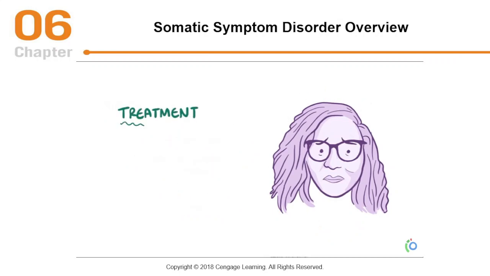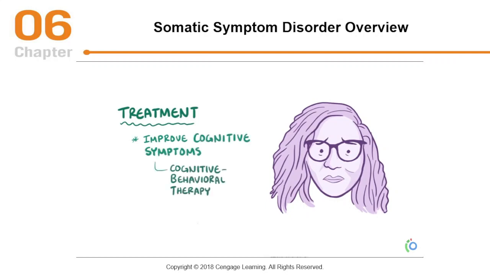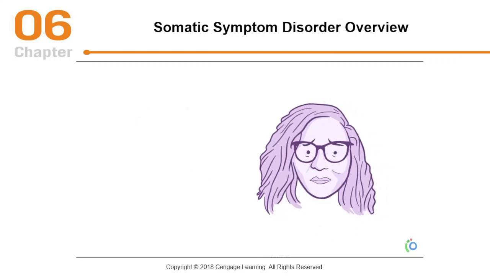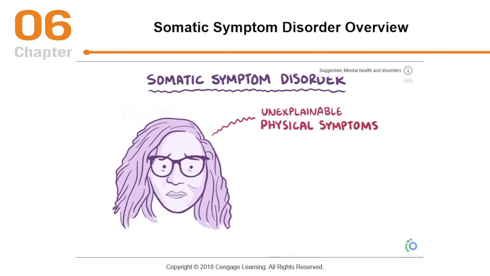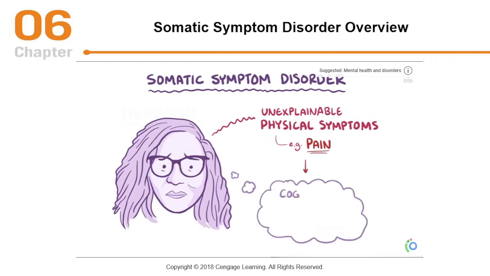Now, treatment of somatic symptom disorder is aimed at reducing the cognitive symptoms, and this is often done through cognitive behavioral therapy. The goal here is to encourage individuals to engage in behaviors they think are limited because of their physical symptoms, in order to show them what they're able to do. Alright, as a quick recap, somatic symptom disorder involves physical symptoms that can't be scientifically explained by any known physical or mental disorder, and the most common one is pain. And these physical symptoms often lead to cognitive symptoms, like rumination and anxiety.